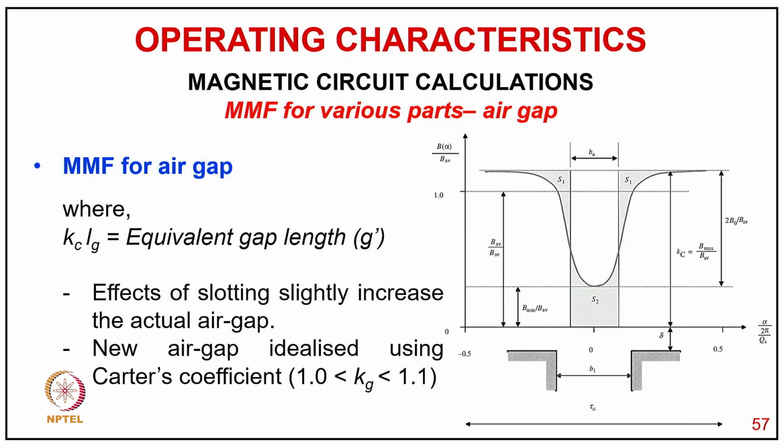The effect of slotting slightly increases the air gap. So the new air gap, idealized using the Carter coefficient, means Kg varies from 1 to 1.1. As you can see how the slotting affects this. From this we are able to get the MMF required for the air gap, which we already discussed earlier.